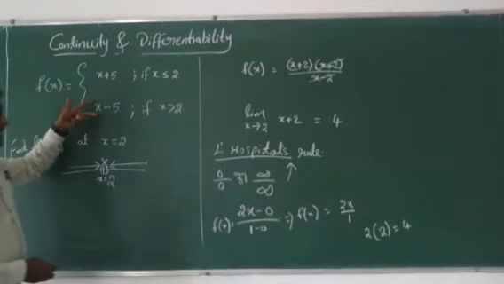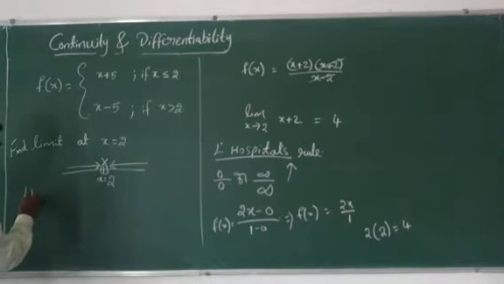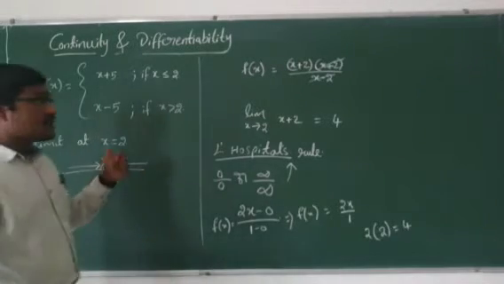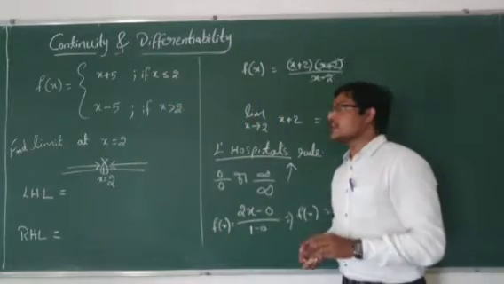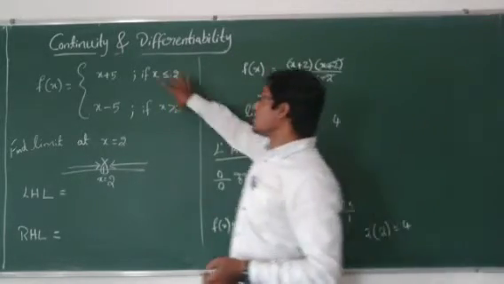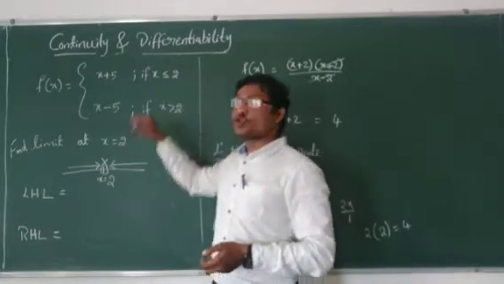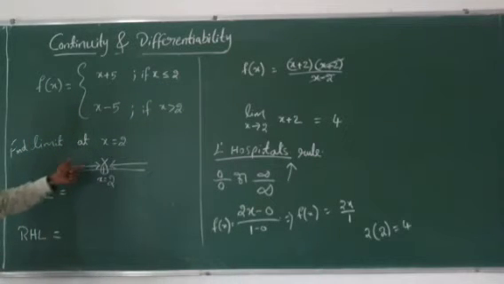Okay? In these cases only, what we need to do is find the left hand limit and the right hand limit. In the previous problems we don't have to do the left hand and the right hand limit, because there we do not have two different functions, but here we have two different functions, so we need to consider the left hand limit and the right hand limit.